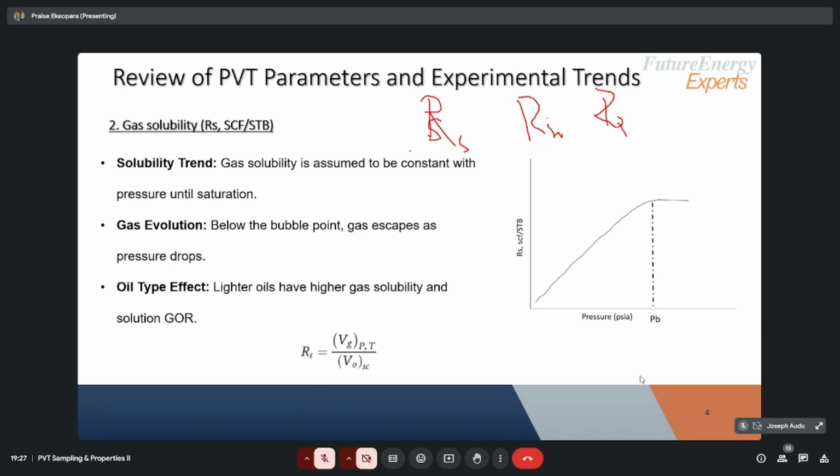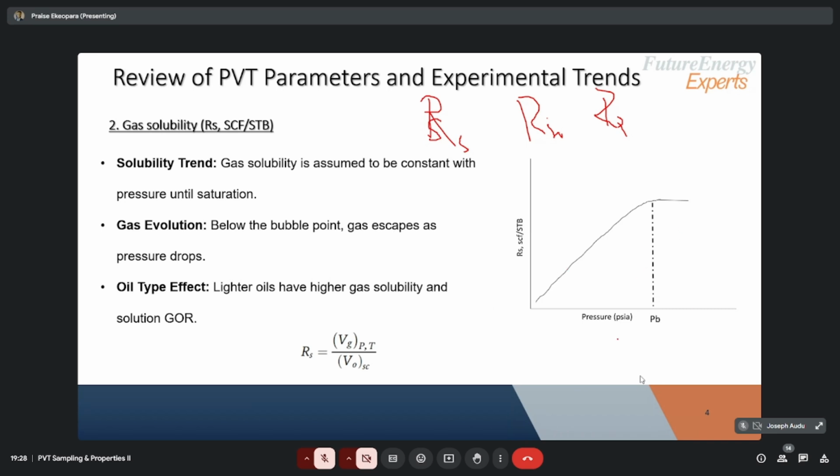Remember, what we are trying to do is evaluate parameters of our crude oil sample, which will give us a representation of what our crude oil is under the prevailing reservoir pressure and temperature. So the unit is cubic feet per stock tank barrel. So you are correct, this for gas and this for oil are both at standard conditions. So solubility trend, how does this thing work?